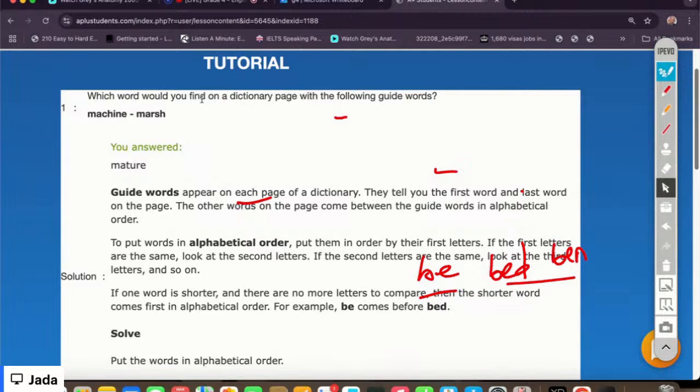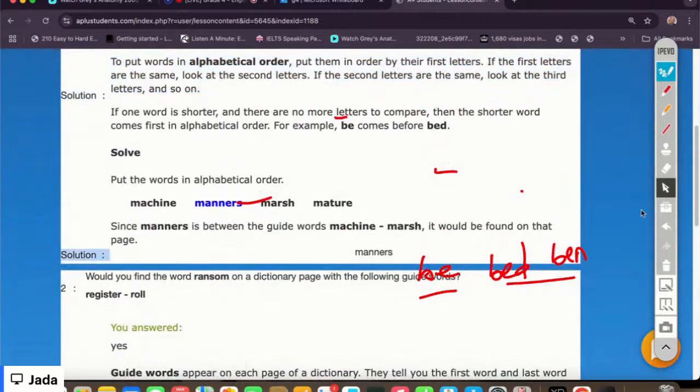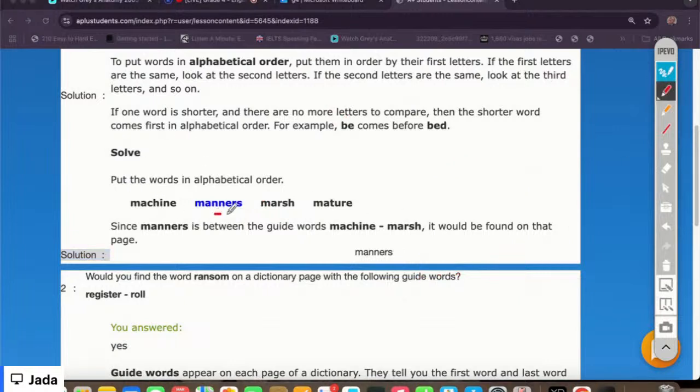Alright, look at this. Which word would you find on the dictionary page with the following guide words? We have machine and then we have mash. So which word can you find on that dictionary page? You can look at the words. We have manner, we have mash, and we have mature. Now, manner can be found between machine and mash because the first two letters are MA, so you have to look at the third one. We have C and we have S. So from C up to S, can you find N? That's manner, the third one here. Of course you can. So you can find manner between machine and mash.